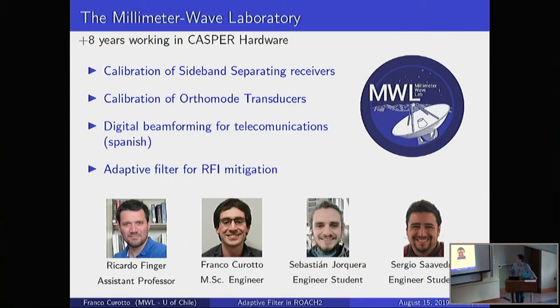So here's a brief bullet point of all the work that we have done. We have done calibration for side-by-side separating receivers, calibration of orthogonal transducer. We have also played with beamformer for telecommunication system. And my work specifically, that's adaptive filter for RFI mitigation. These are links that you can check when you have the slides, that's the group. And we mostly try to convince telescopes to use digital systems.